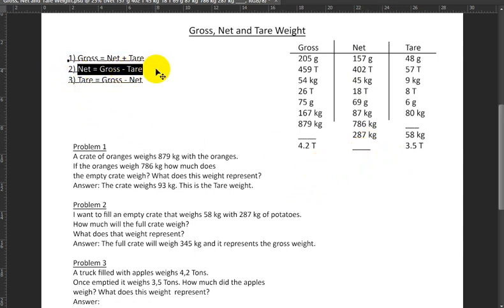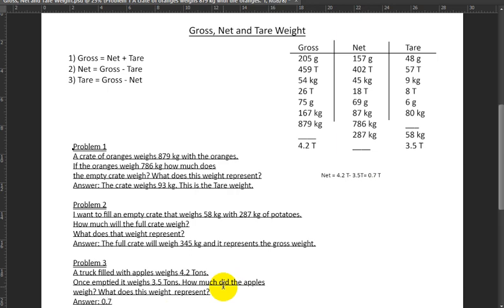And we are going to use this formula right here, where we find the difference between the gross weight and the tare weight. So the net weight is going to be equal to the gross weight minus the tare weight. Gross weight we found as 4.2 tons, and the tare weight we found to be 3.5 tons. And the difference between these two will be, if you don't remember how to do subtraction with decimals, you can go back and look at that in previous videos. The difference between them is going to be 0.7 tons. So we're going to say that the apples weighed 0.7 tons, and this represents the net weight.